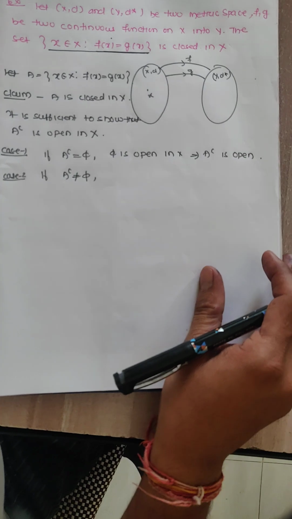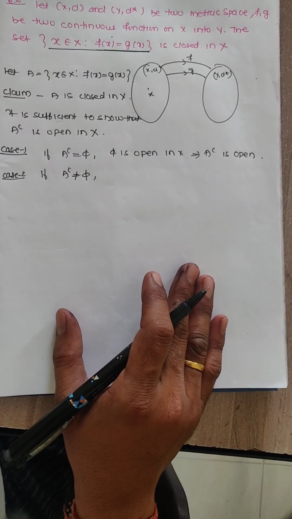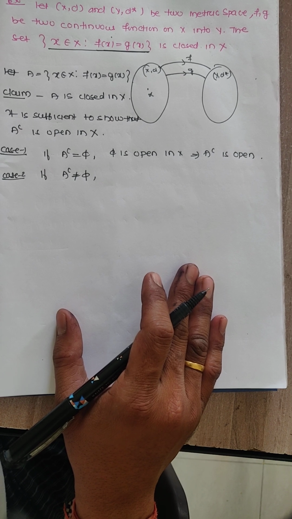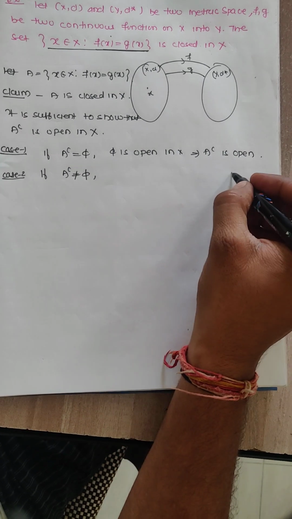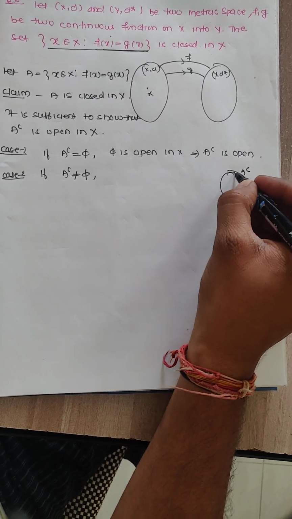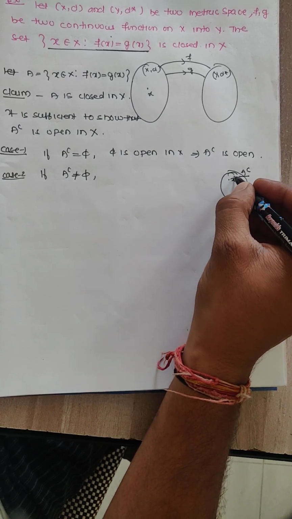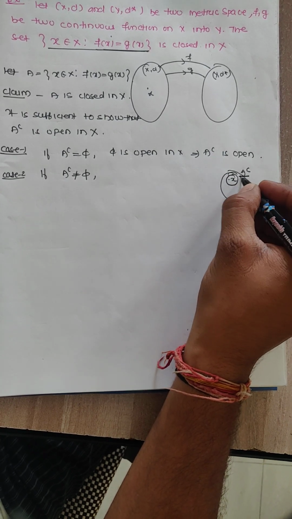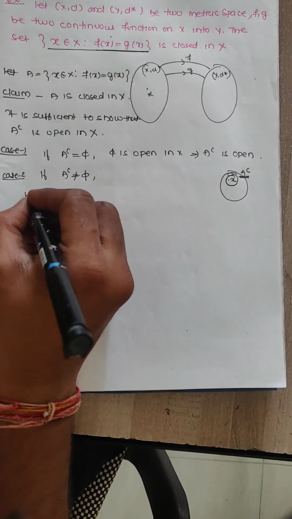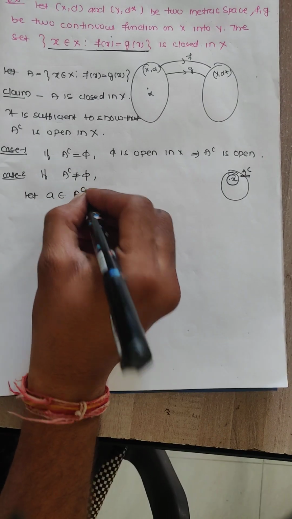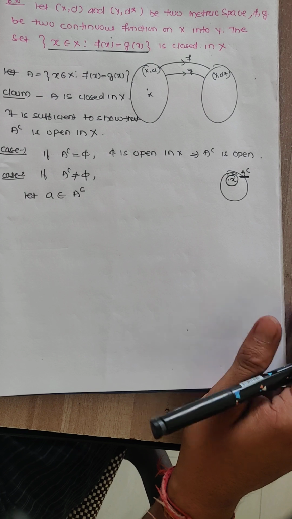Now, I have already discussed how to show that a set is open or not. To show that a set is open, it is sufficient to show that every point is an interior point. So to prove A complement is open, I will take a point in A complement and show that there exists a neighborhood of it which is contained in A complement. Let a belong to A complement. We need to find a neighborhood of a which is contained in A complement.